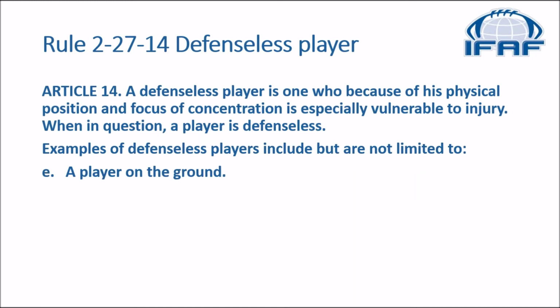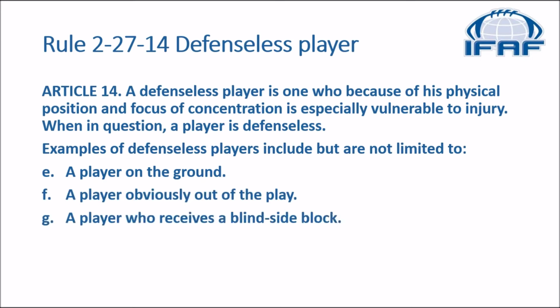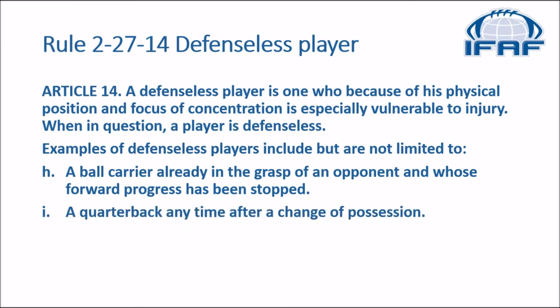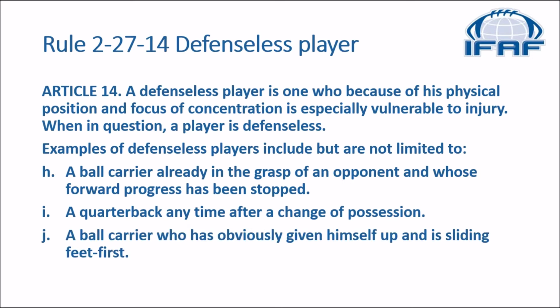E, a player on the ground. F, a player obviously out of the play. G, a player who receives a blindside block. H, a ball carrier already in the grasp of an opponent and whose forward progress has been stopped. I, quarterback anytime after change of possession. And finally, J, which is also the focus of this training tape, a ball carrier who has obviously given himself up and is sliding feet first.